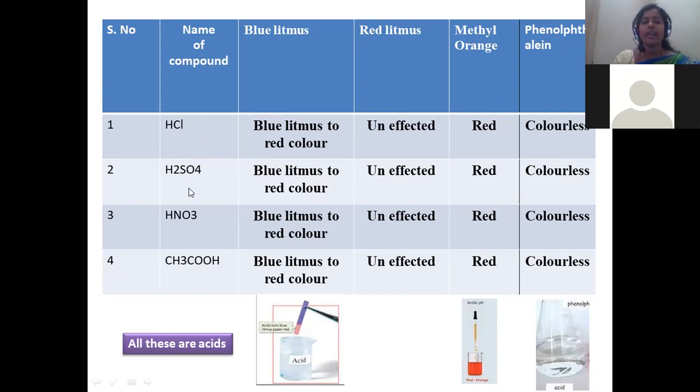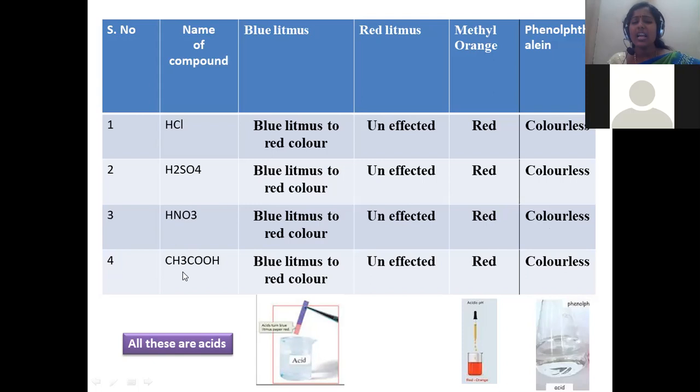Sulfuric acid also has the same kind of color changes, because here also it is able to release H plus. You can say it is an Arrhenius acid, having the provision of H plus liberation. And nitric acid, you can perform the same kind of experiment. Nitric acid also gives the same transformation: red color with blue litmus, no color change with red litmus, methyl orange gives red color, and phenolphthalein shows no color change.